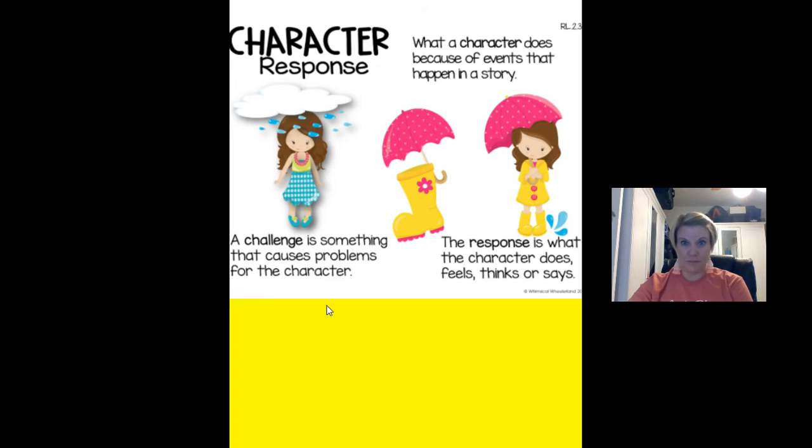All right, and this is the anchor chart that I like the best. A character response is what a character does because of the events that happen in the story. A challenge is something that causes a problem for the character, so it's going to be the event. And the response is what the character does, feels, thinks, or says. So our friend here, let's just call her Sarah. Sarah is outside and it starts to rain. She responds by thinking that she needs to get her rain boots and her umbrella. So Sarah puts on her rain boots and umbrella, so now she's no longer getting wet. So that's how she solved her problem.